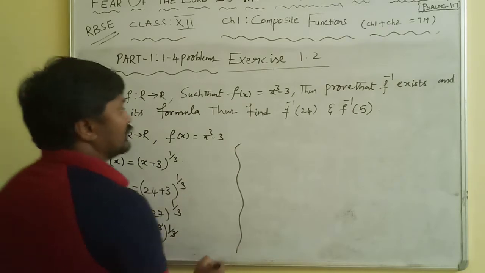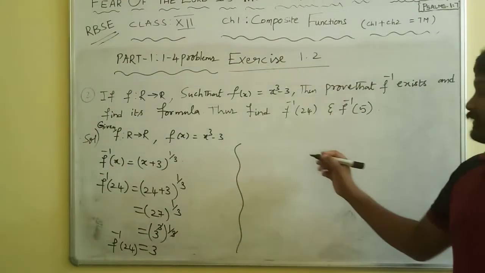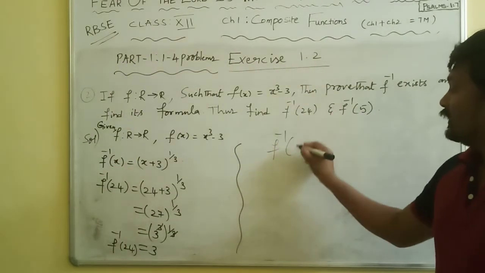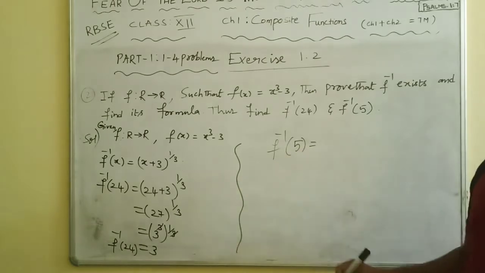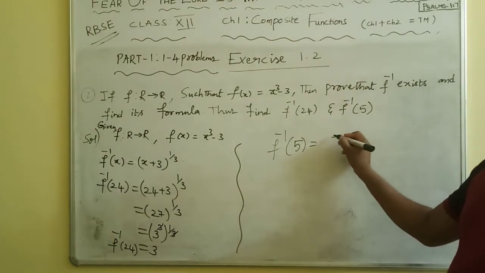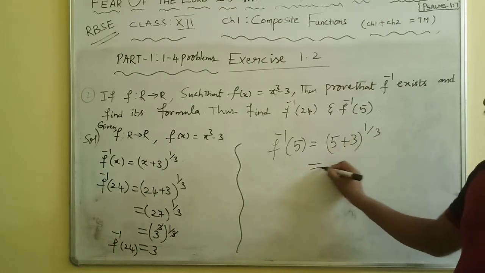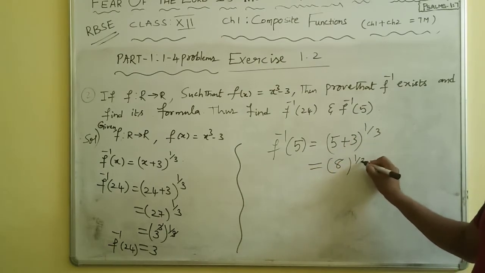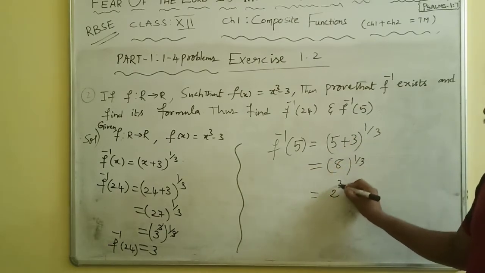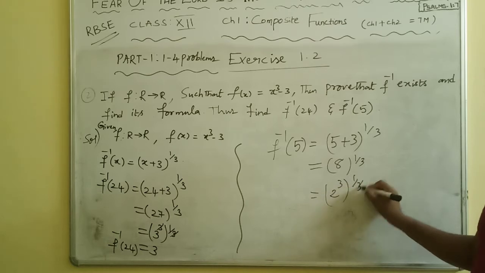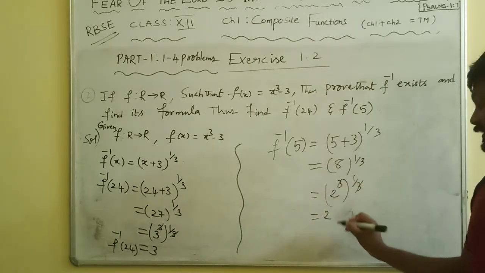Now let me move on to the next, f inverse of 5. Can you tell how we get f inverse of 5? Wherever x is there, substitute 5. So 5 plus 3, whole power 1 upon 3, that is 8 whole power 1 upon 3. This is 2 power 3, whole power 1 upon 3. The powers get cancelled, and you get the answer as 2.